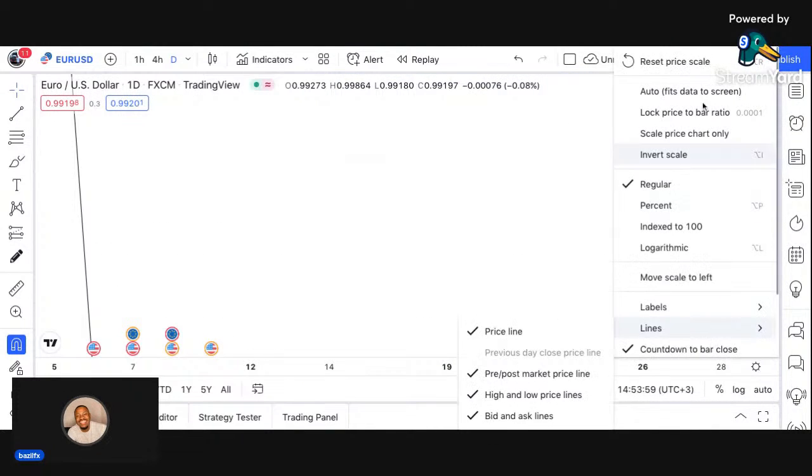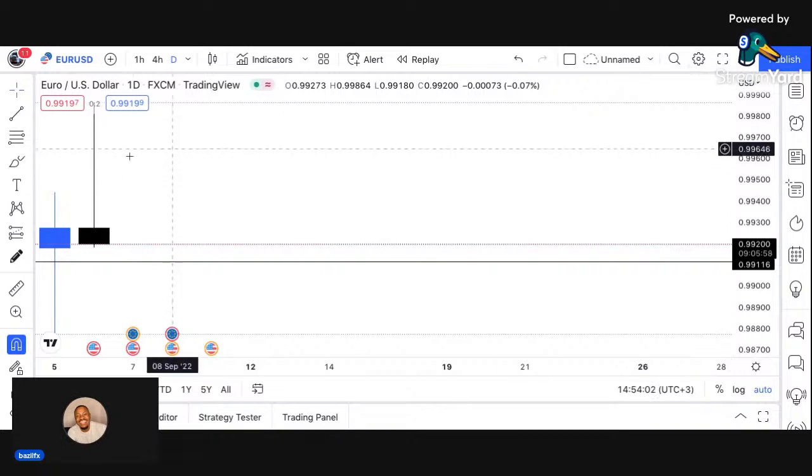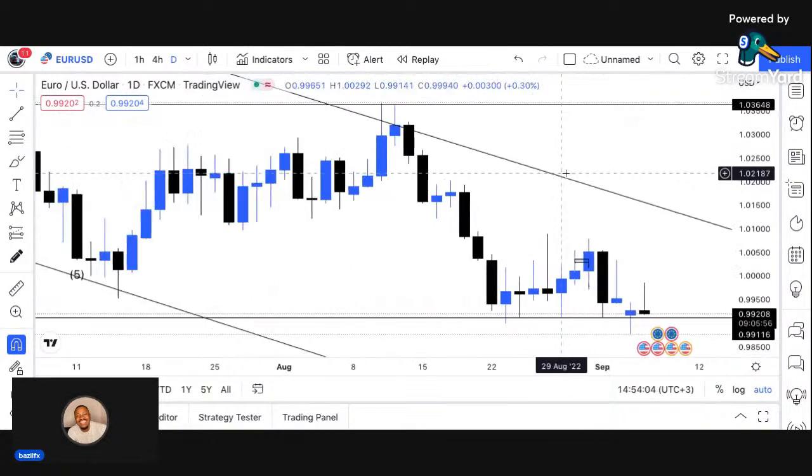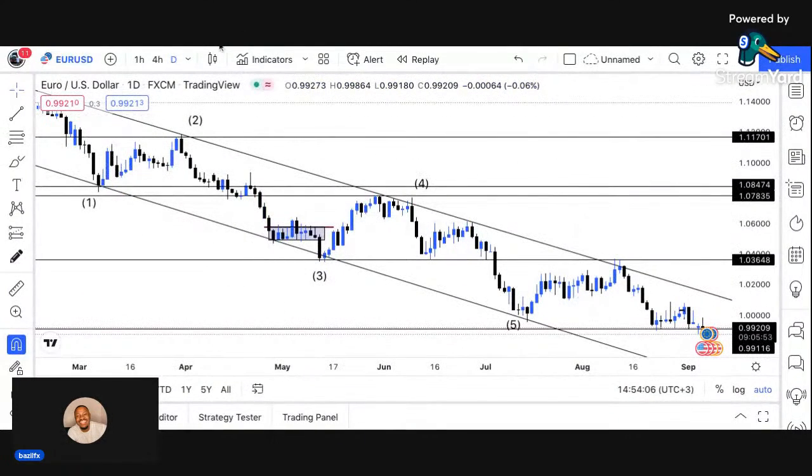Guys, I hope you have understood the Fibonacci retracement.